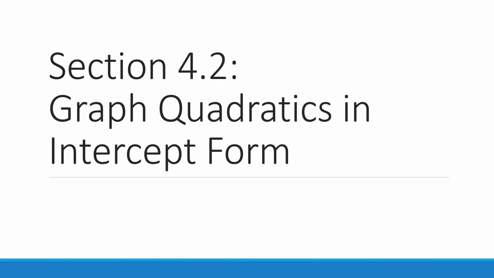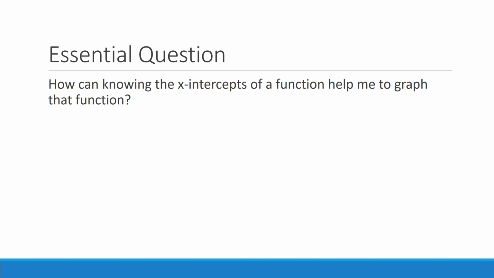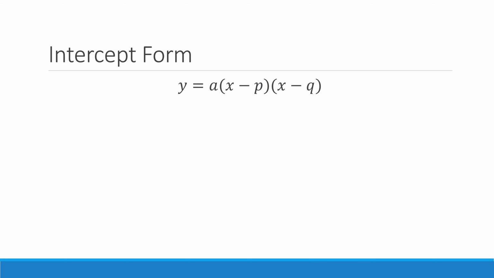First, there was standard form, then there was vertex form, and now we have intercept form. So we're going to learn one more form and how to graph it. So today's essential question is, how can knowing the x-intercepts of a function help me to graph that function? Here's what intercept form looks like.